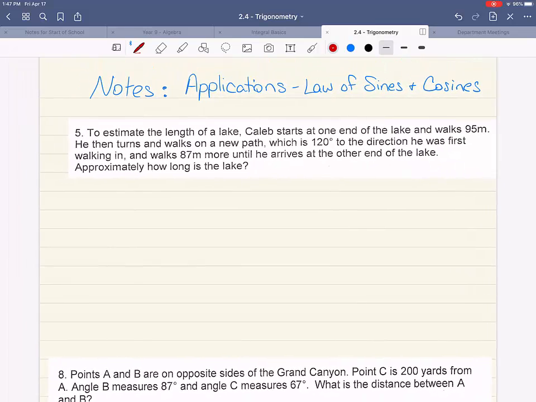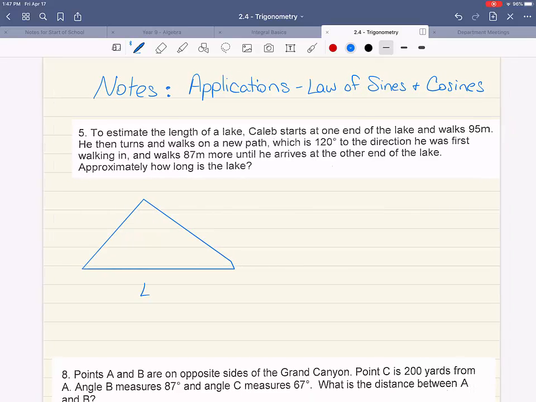So basically he's got a lake, he can't measure it all the way across, so what he's going to have to do is kind of go around it. So I'm not going to draw the lake, I'm just going to draw the triangle. So I'm going to draw a triangle like this. Okay, so the lake is down here. So what he's doing is he is starting at one end of the lake, which would be right here. He's walking 95 meters, so that is this side right there.